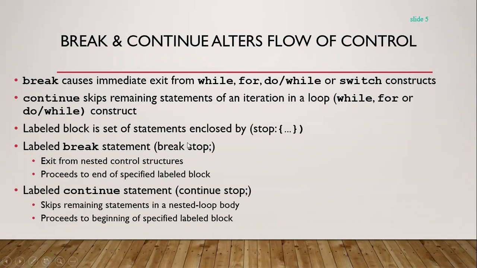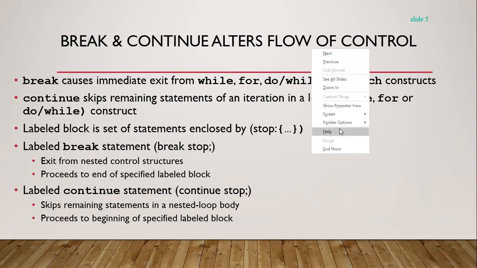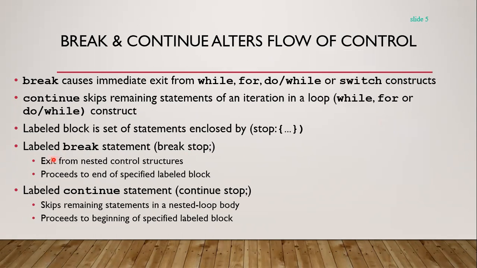So what is this? In a nested loop, if there is an outer loop and then there are inner loops, I can break from any of the inner loops to the labeled part of the program. So this is to be used when I need to exit from a nested control structure. This will help me proceed to the end of the specified labeled block. Similarly, we can use the continue with the label. This will help me skip remaining statements in the nested loop body and proceed to the beginning of the specified labeled block.